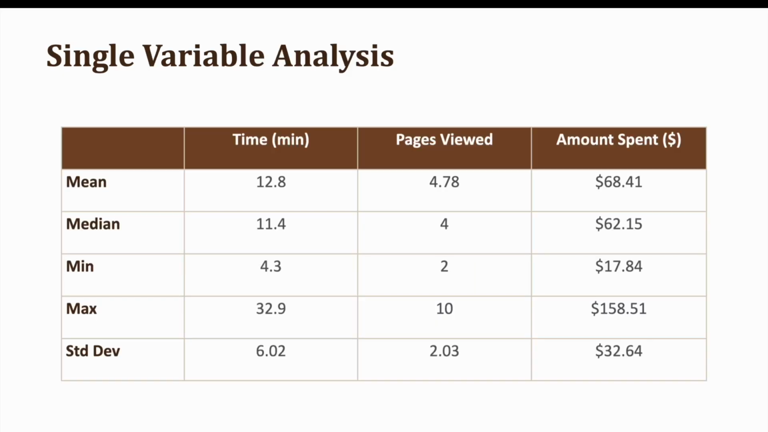Alright, starting with the basic descriptive statistics. Looking at time first, the average customer spends around 12.8 minutes on the website. The quickest visit was only 4.3 minutes, and the longest was almost 33 minutes. So there's a pretty wide range there. The standard deviation's about 6 minutes, which tells us there's real variation. Some people know exactly what they want, and others like to take some time before making a decision.